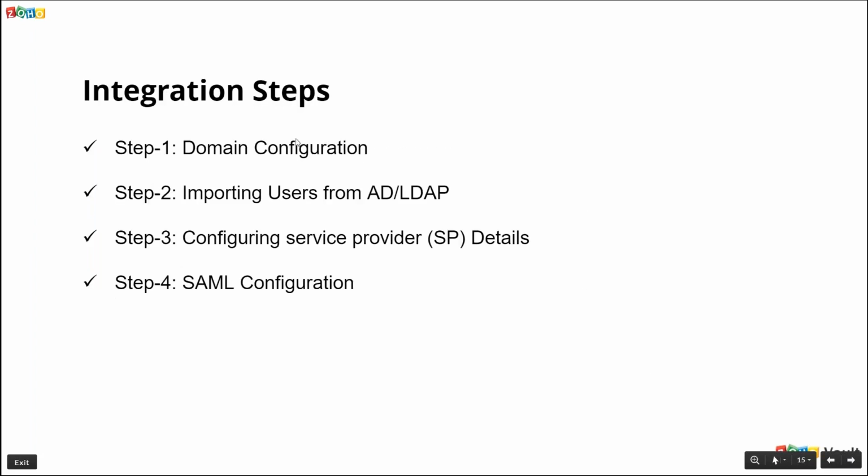Here are the integration steps. First, we need to verify the domain. Say, for example, if your email address is john@zilker.com, you need to verify your domain ownership for zilker.com to import users from that domain. Then, using the Zoho Vault provisioning tool, import users from the Active Directory. At last, configure the SAML settings in Zoho Vault based on the ADFS settings.